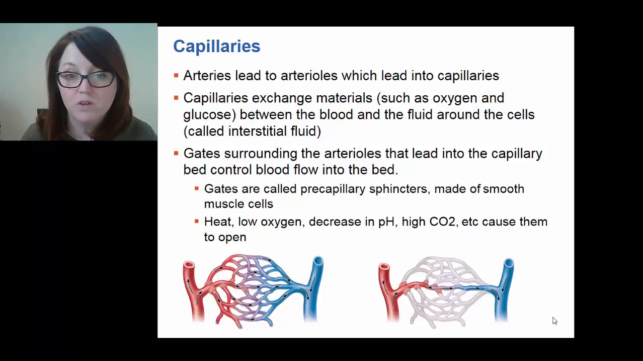Heat, low oxygen, a decrease in pH, and high carbon dioxide levels are all things that can cause precapillary sphincters to open. All of those things are conditions that can occur when you're starting to do physical activity. Exercise will produce heat, and low oxygen because you're using up the oxygen to make ATP for your muscle contractions. There'll be a decrease in pH because of the high carbon dioxide level, and the high carbon dioxide level is caused by you making lots of ATP, which requires oxygen and produces carbon dioxide.